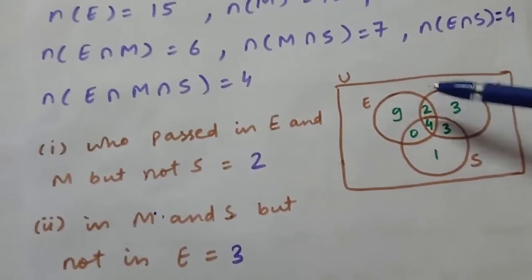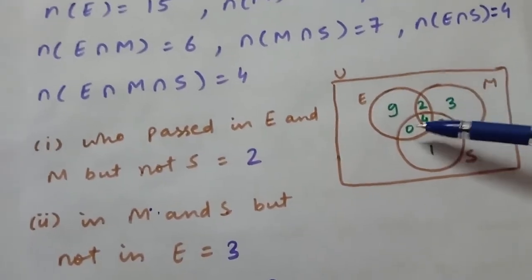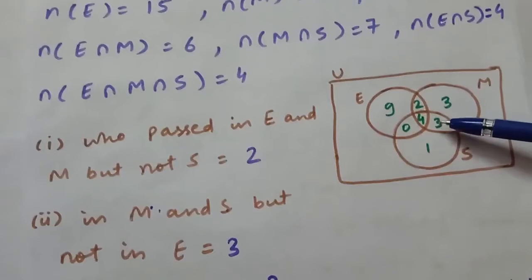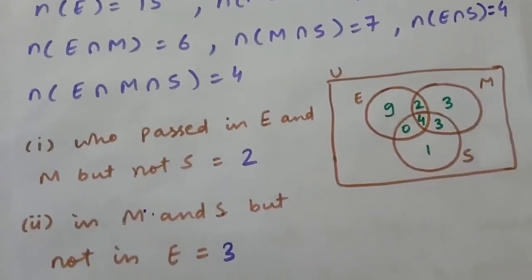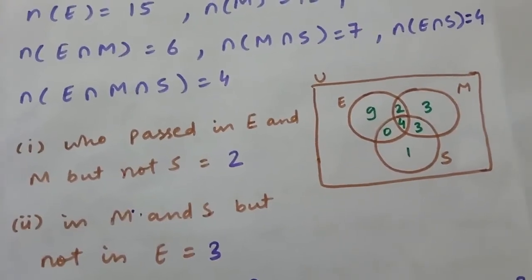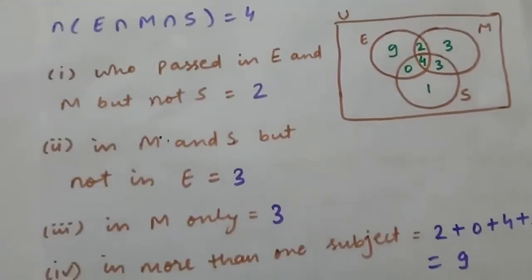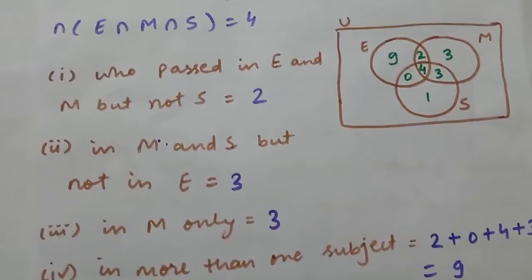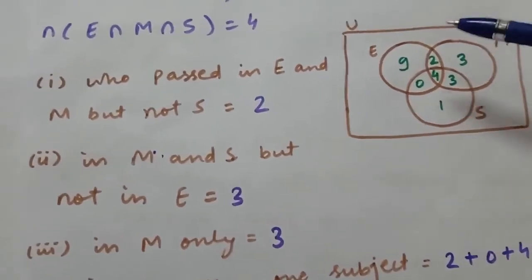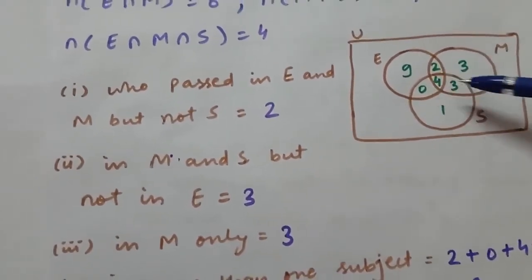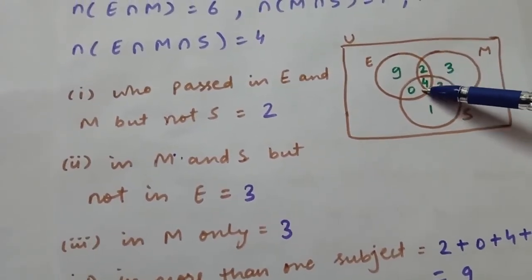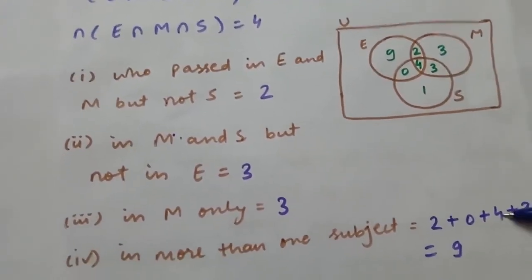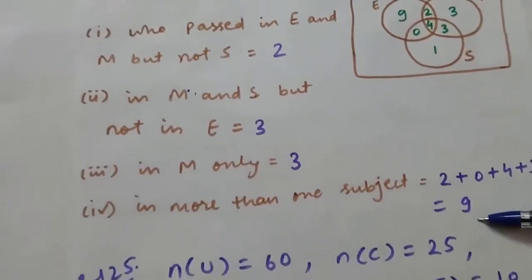Now this 2 shows 2 subjects. This 0 and 3 also shows that the student passed in two subjects, and this 4 shows that the student passed in all the 3 subjects. So we want in more than one subject, that is either in 2 subjects, that is 2 plus 0 plus 3, and either in all the 3 subjects, that is this 4. So the answer will be 9. Clear?